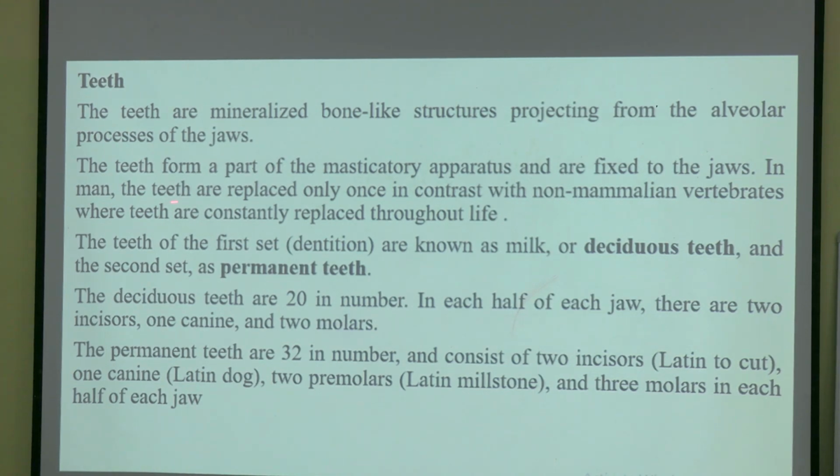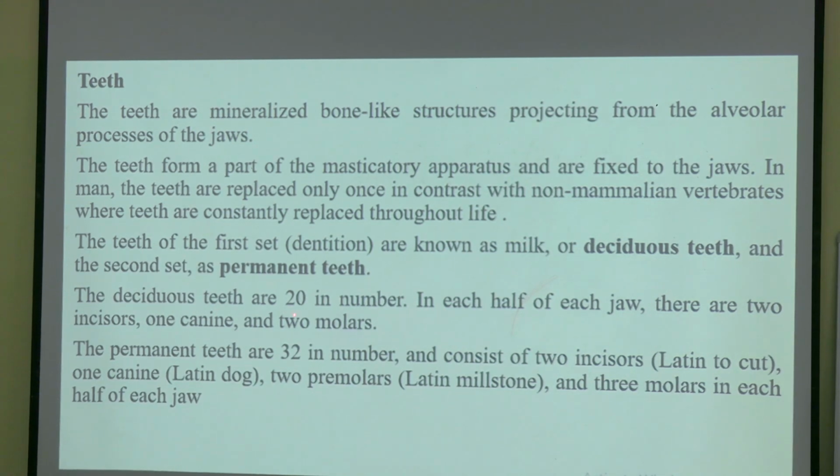Now the teeth are replaced only once in the case of human beings, but in the case of other non-mammalian vertebrates, they are constantly replaced. So the first teeth which come are also called milk teeth or deciduous teeth, and the next teeth which erupt after milk teeth are called permanent teeth. So deciduous teeth are 20 in number, and the permanent teeth are 32 in number.